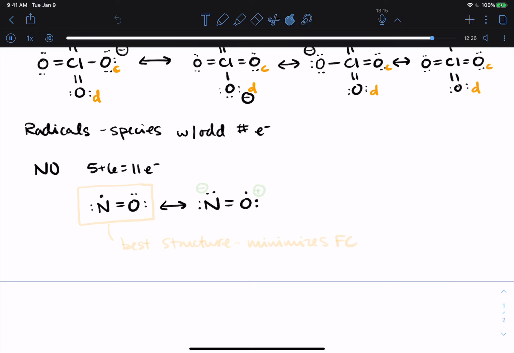So when I go through and do my formal charges, what I find is that in the structure on the left, this nitrogen with a lone pair, a single electron, and a double bond has a formal charge of 0. Oxygen is 0. In the structure on the right, this nitrogen has a negative, and this oxygen has a positive. So if I'm choosing just based on minimizing formal charges, the structure on the left is the best structure.